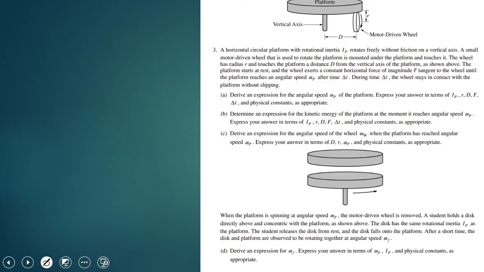Okay, part C. It says derive an expression for the angular speed of the wheel when the platform has reached angular speed omega sub p. Express your answer in terms of these constants. Now this was an interesting question because it required you to make a connection that not everyone may have seen initially. And so what do we know?